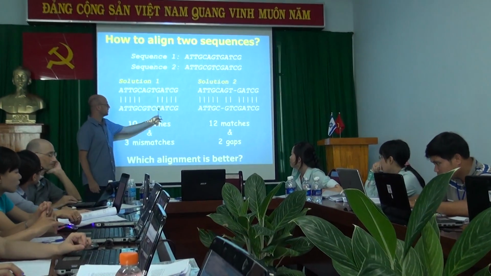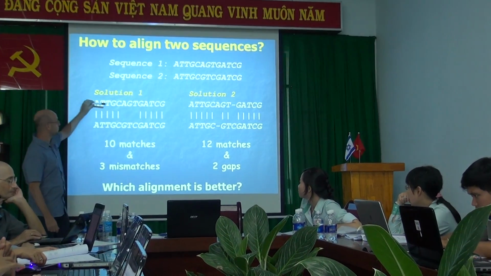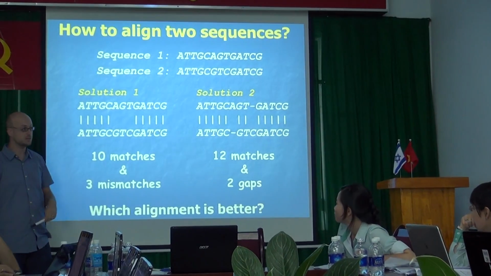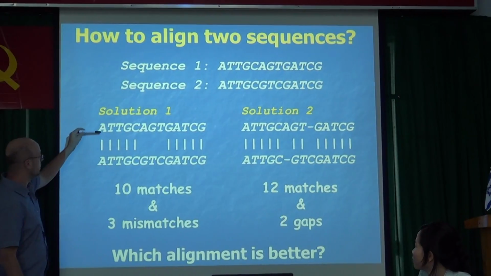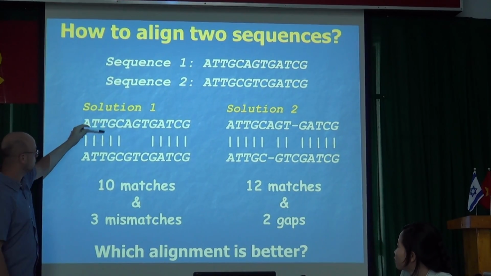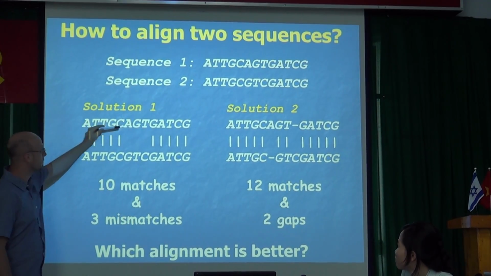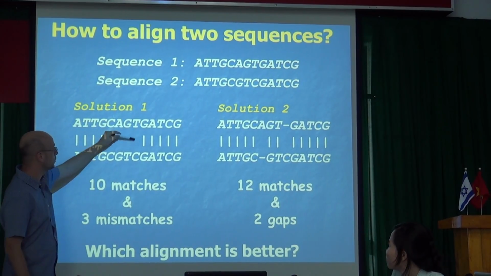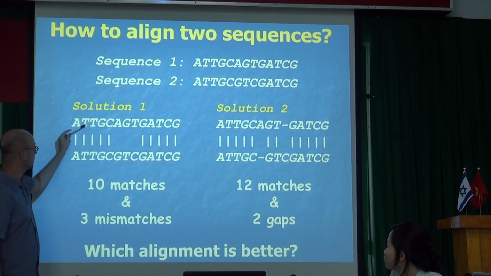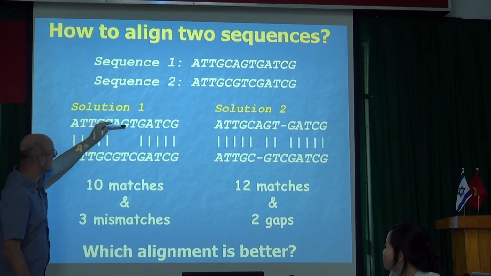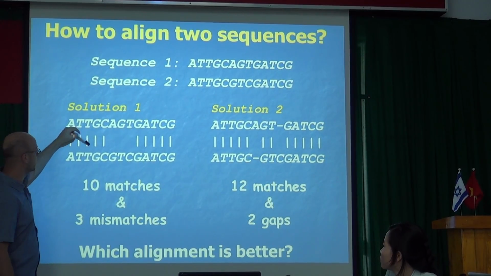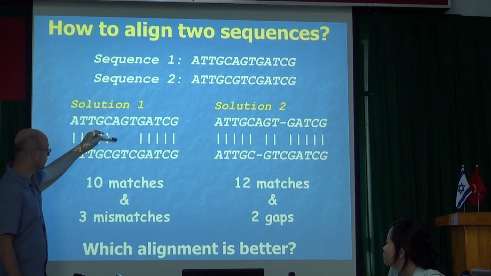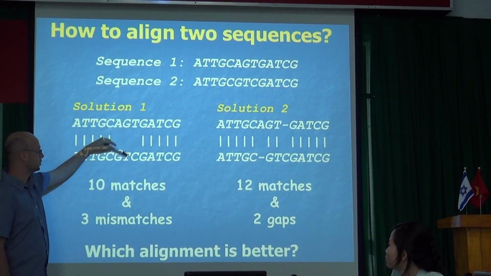Both these sequences, maybe this one is from one bacterium, this one is from another bacterium. We put them one above the other, and wherever we have a match, we draw a little line. Wherever we don't have a match, we don't have a line. So this one is a match, and these guys are mismatches. So here we have 10 matches and 3 mismatches.